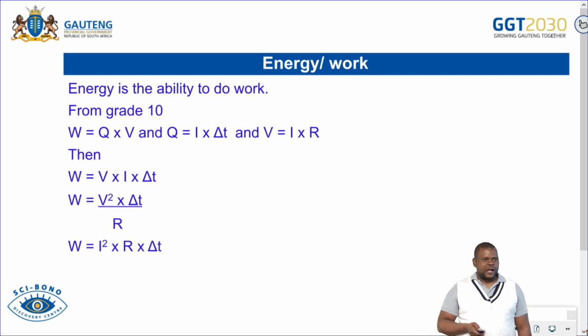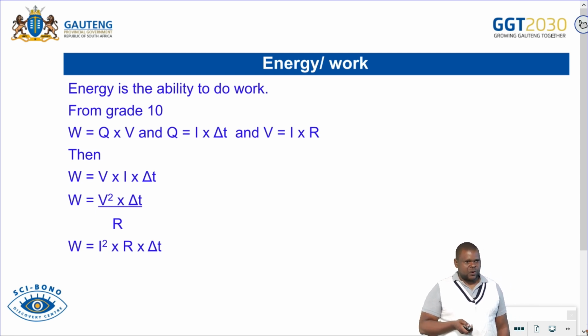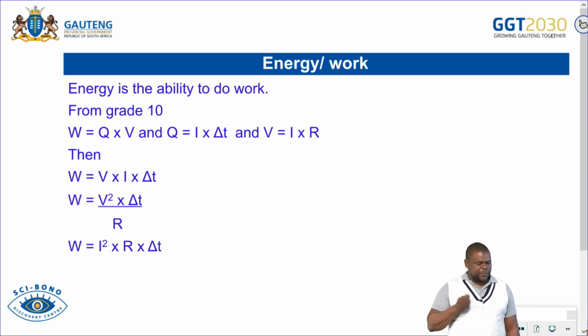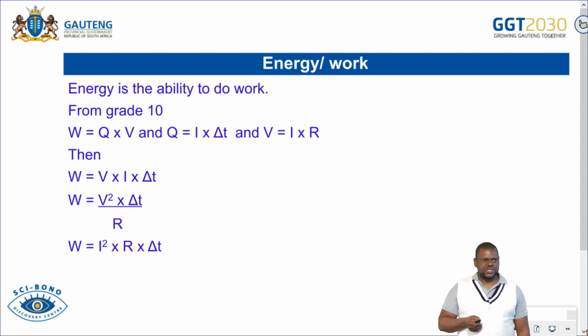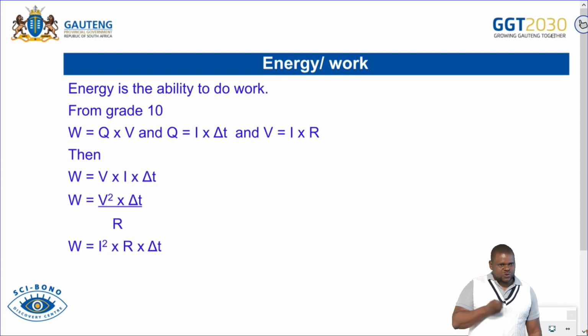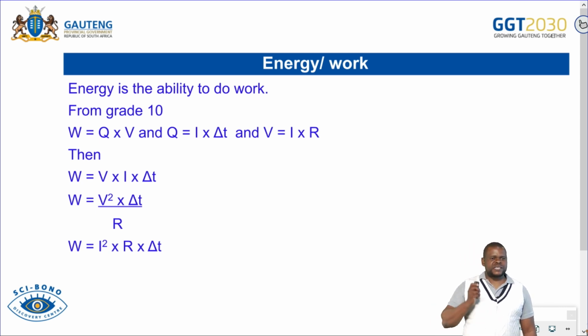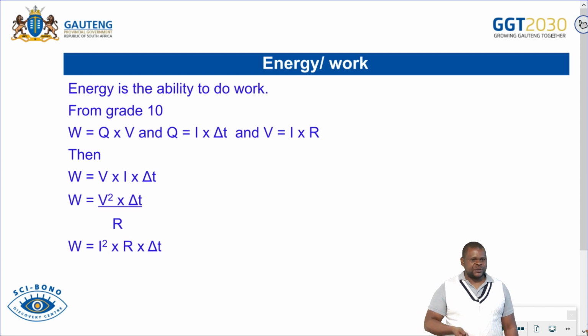Okay, now, remember power and energy, they go hand in hand. Now we're going to look at what? Work or energy, because work and energy are working together, and they are both measured in what? In joules. Okay, we say now, what is energy? Energy is the ability to do work. Then we've learned from grade 10 that W, which is work, is equal to charge multiplied by potential difference. And we know that from grade 10, the charge is equal to what? Current multiplied by time. And we also learned that potential difference is equal to current multiplied by resistance.